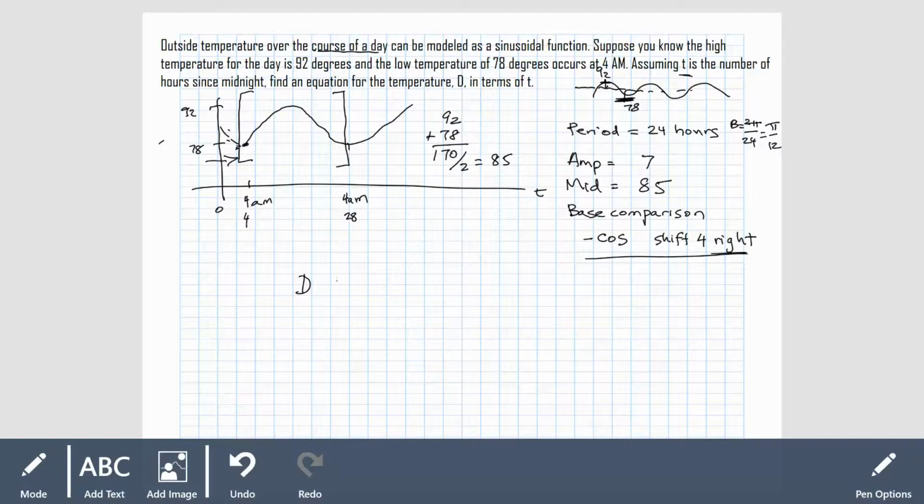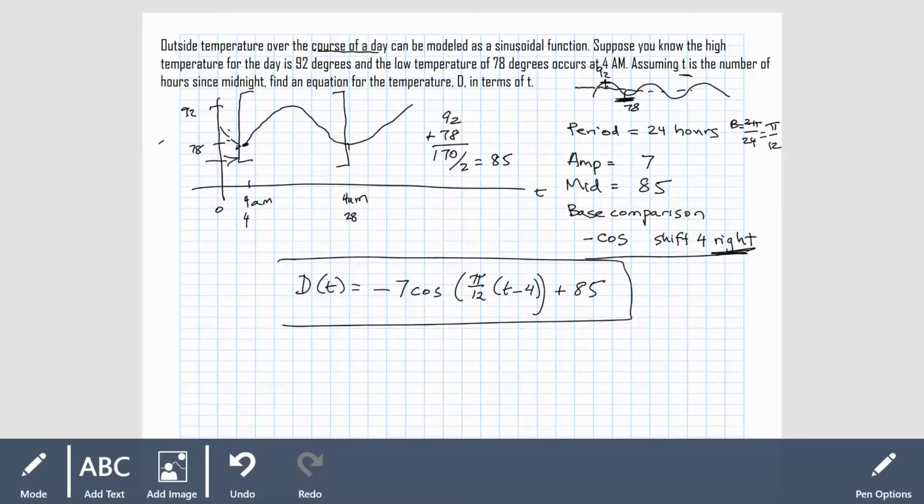So my temperature D in terms of t, I can just use this function. It's negative, and I put the amplitude out in front of my function, so negative 7 cosine. On the inside, I have my b value that reflects my period change, so that's pi over 12 times t. However, I've got a right shift, so I need to take into account my shifts. Our left and right shifts are inside the function. Since I'm shifting to the right, I'm going to use minus, so it's going to be t minus 4. And then we always need to add our midline, so in this case it's going to be plus 85.